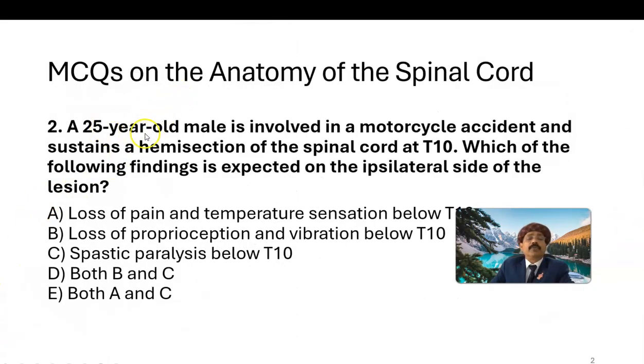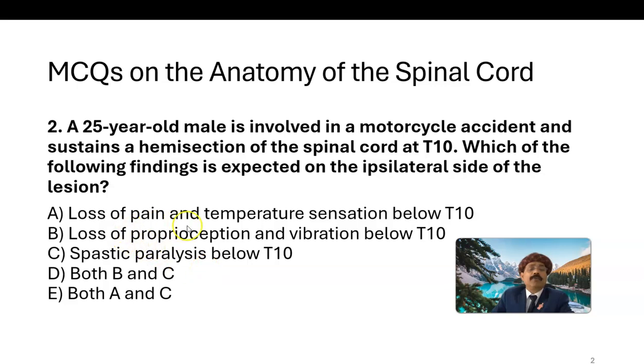Question number 2. A 25-year-old male is involved in a motorcycle accident and sustains a hemisection of the spinal cord at T10. Which of the following findings is expected on the ipsilateral side of the lesion? A. Loss of pain and temperature sensation below T10. B. Loss of proprioception and vibration sensation below T10. C. Spastic paralysis below T10.